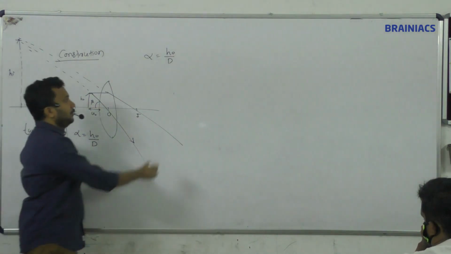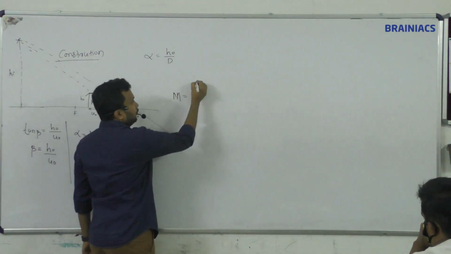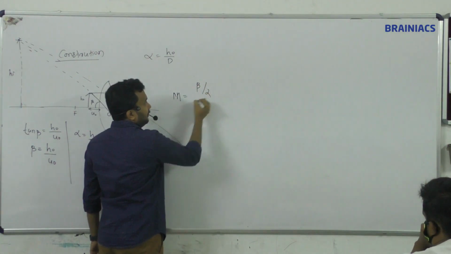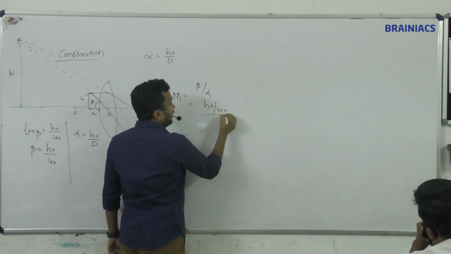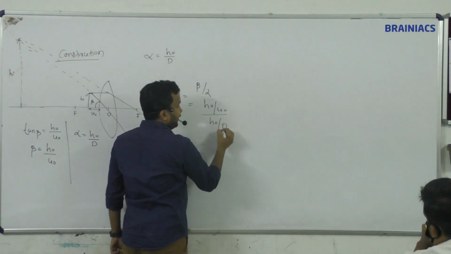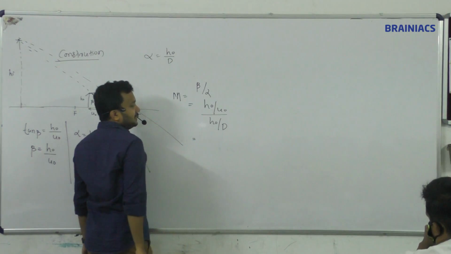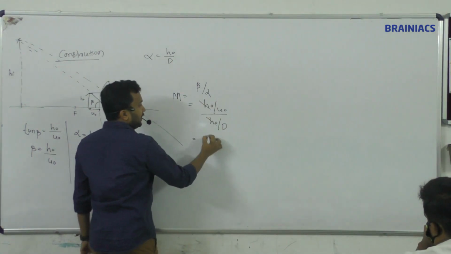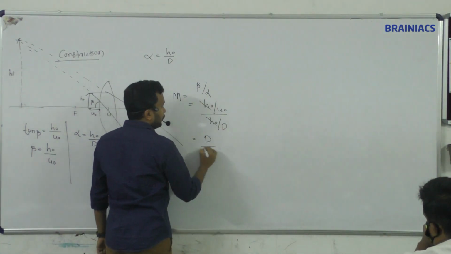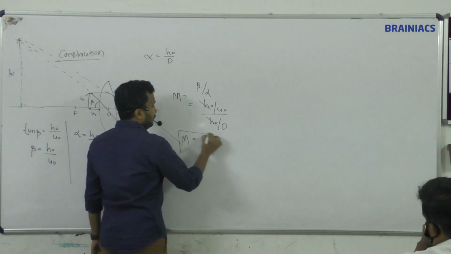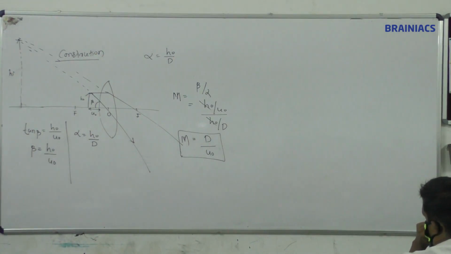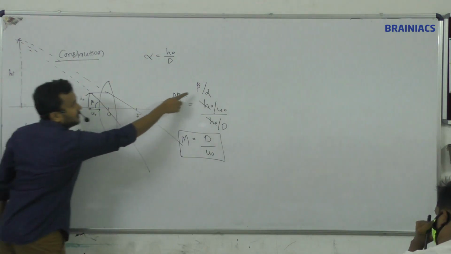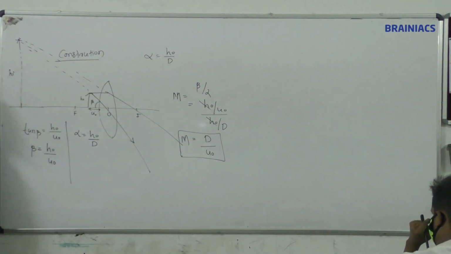Now we'll go to magnification. m is equal to beta by alpha. What is beta? We know h0 by u0 divided by h0 by capital D. What is capital D? The least distance of distinct vision. These two cancel. D by u0 is the magnification of a simple microscope. Understood? Alpha we already know, we don't want to touch it. We need to get beta so that we can substitute here.